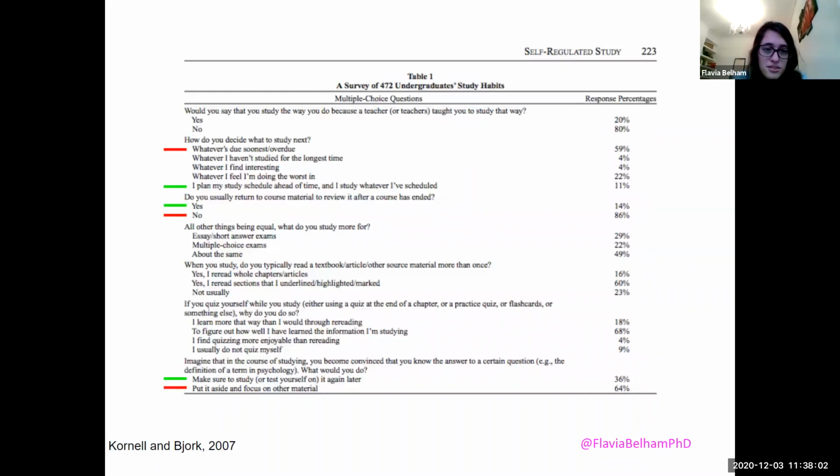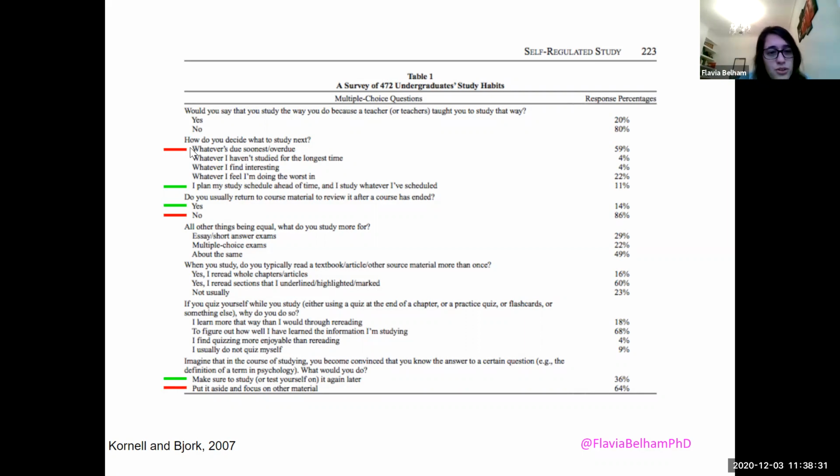That's just an example, to go into one of these papers. Again, I can send them to you if you ask me, so you can read the whole thing. For example, the second one: do you usually return to course material to review it after the course has ended? 86% of them said no. So basically the moment they pass the exam, they are done. They will never revisit the topic again, which is not good. It may help them to pass. It won't help them to actually learn.